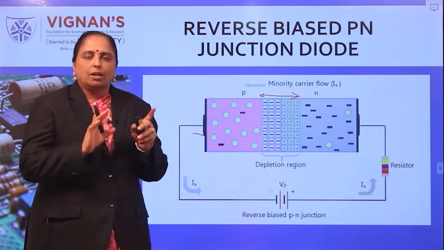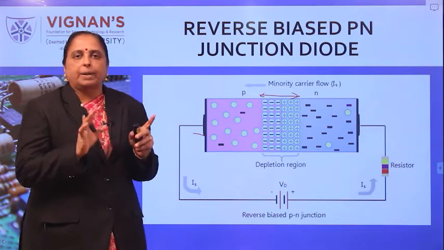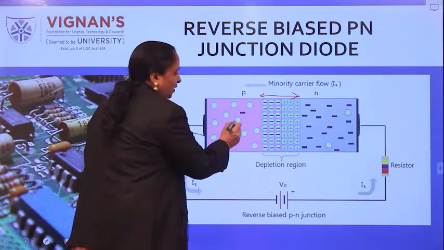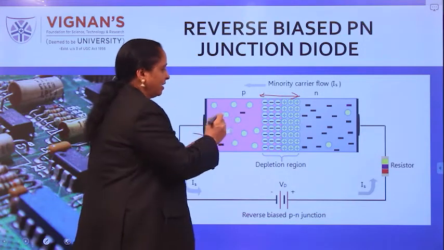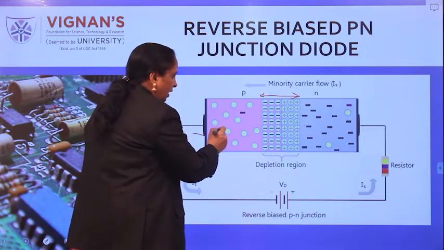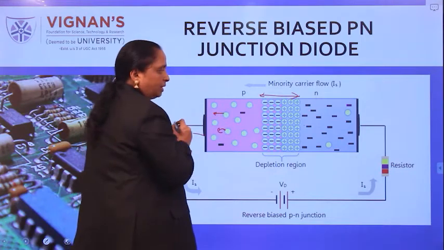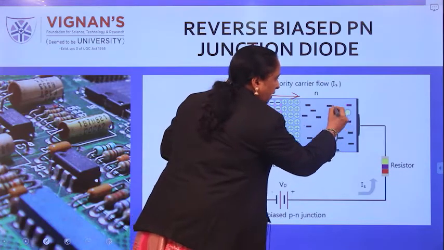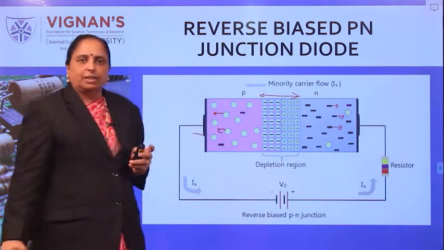Therefore, there is no physical phenomenon for the majority carriers to cross the barrier. Here the holes are majority charge carriers. They will not cross the barrier because they are all moving away. Similarly, electrons are attracted towards the positive terminal of the battery. All the electrons are moving away from the junction.